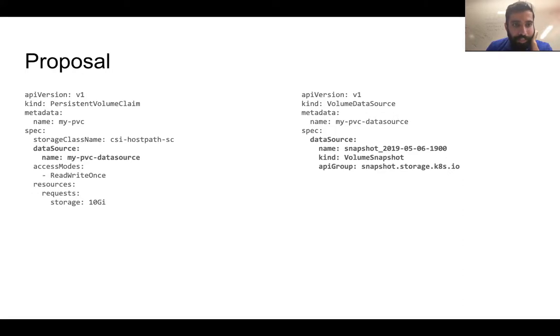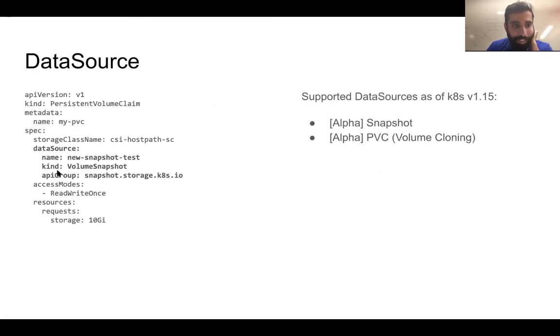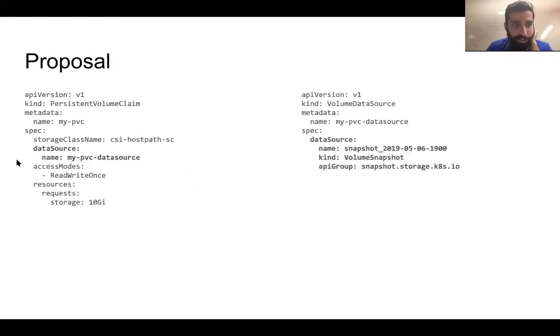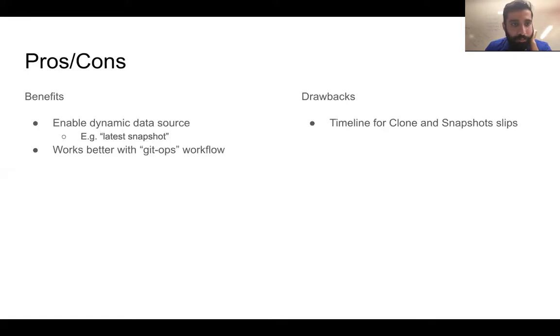So an alternative to having the data source inline is potentially having the data source defined as a separate standalone object. And then inline, you would specify a name of a data source, and then that data source object would define the specifics of what the data source is. At first glance, this may seem trivial, like it's just another level of indirection. What is the benefit here? But the benefit is primarily around being able to dynamically set the data source.